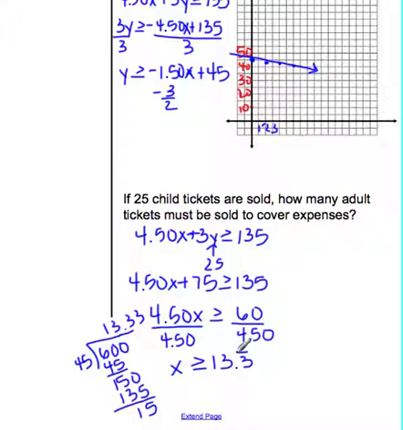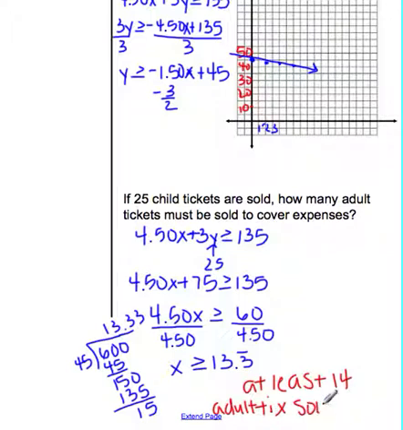But unfortunately, we can't buy 1/3 of a ticket. So that would be an instance where we would use our common sense and reasonableness, and we would say at least 14 adult tickets need to be sold to cover expenses.